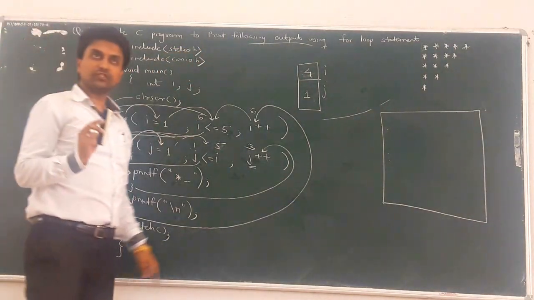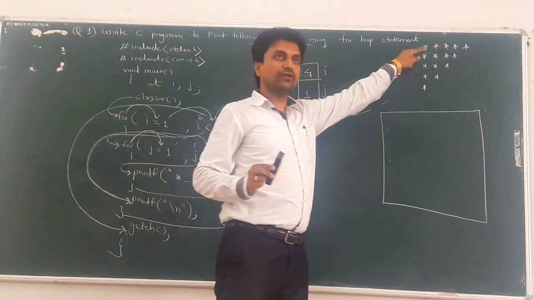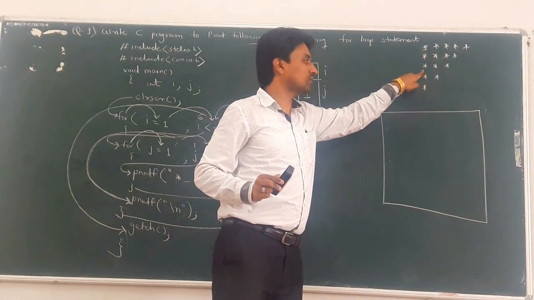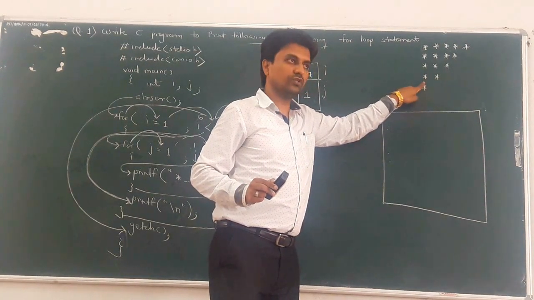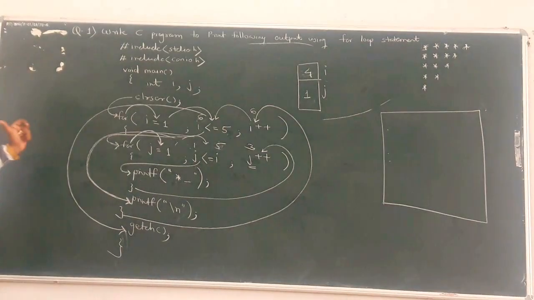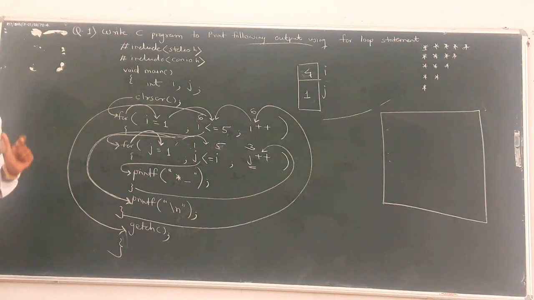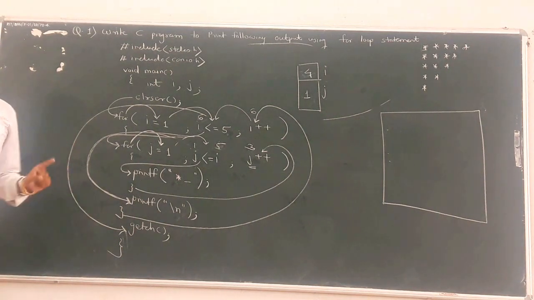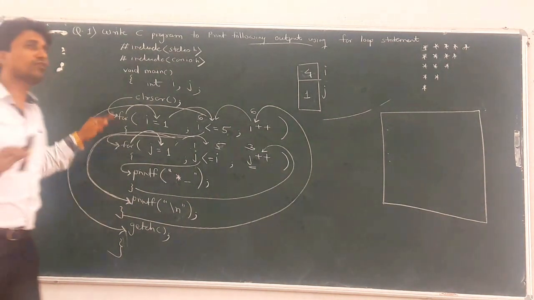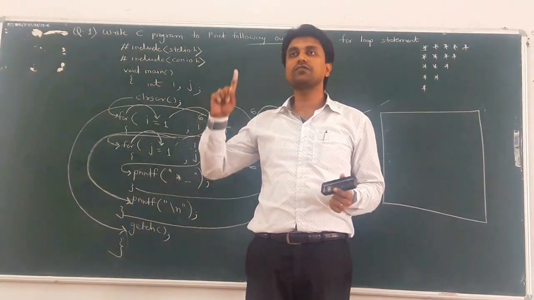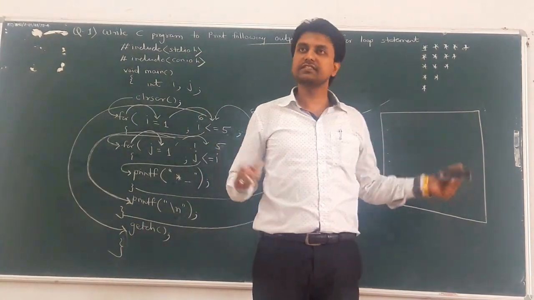Same triangle, same output, but printed in the reverse way. The first row has 5 stars, second row 4 stars, third row 3 stars, fourth row 2, and the last row 1 star. So what changes do we have to make so the output gets reversed? First, what is the outer for loop? The outer for loop gives you the number of rows, and the number of rows is the same.